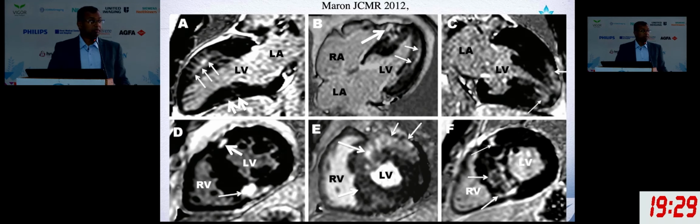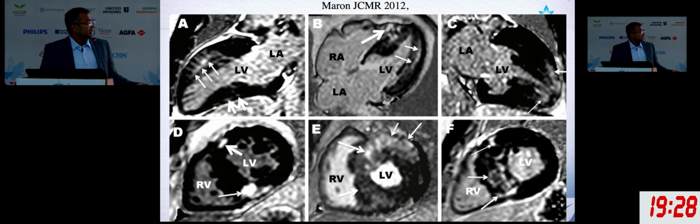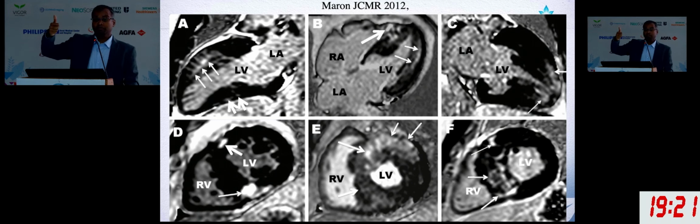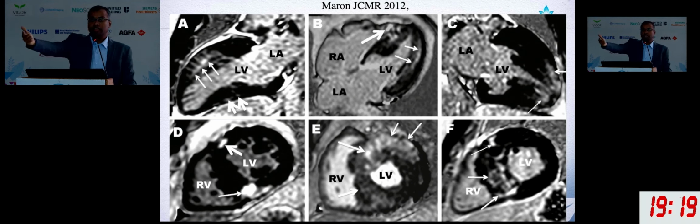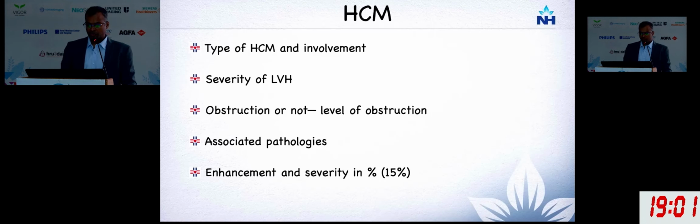The enhancement pattern is variable, but mid-myocardial patchy enhancement is typical. Presence of SAM, presence of enhancement helps. Absence of these things really doesn't help. So if you've got a 16 millimeter thickness, you've got no SAM, you've got no LGE, it does not mean it's not HCM. It still could be hypertrophic cardiomyopathy. So you have to look for that.